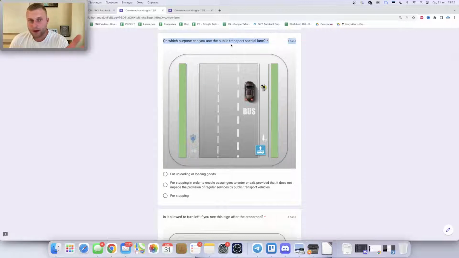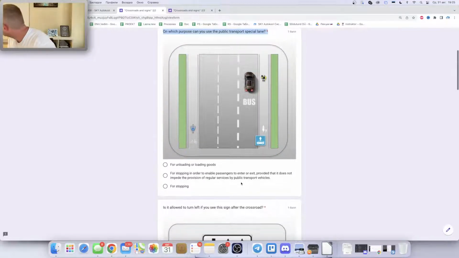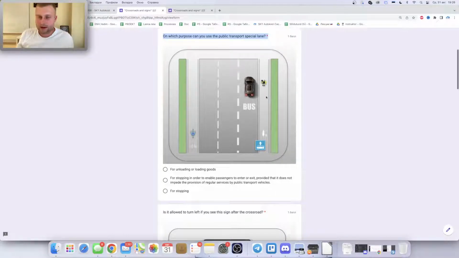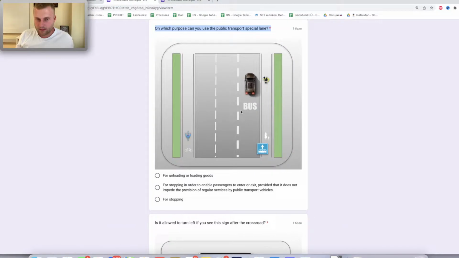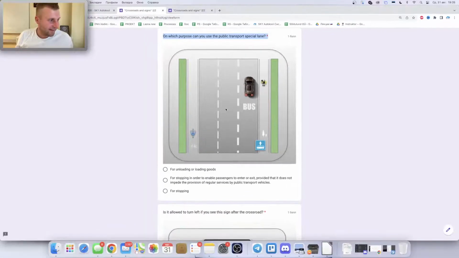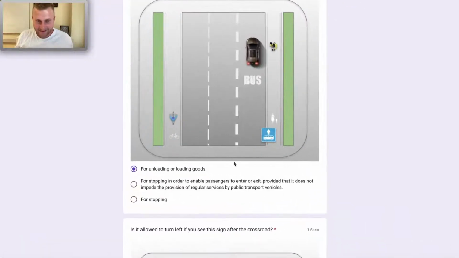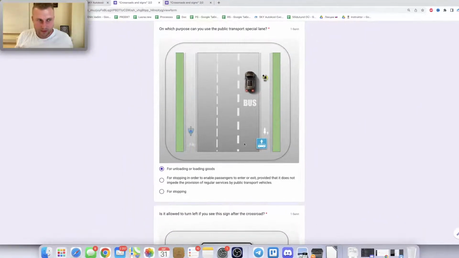So, for what purpose can you use the public transport special lane? Maybe you know the answers already. No, I can't even read the options. What was the question again? Which purpose? Actually, I thought you had this for the homework. That's why I'm asking. Maybe you already read it before. But okay, we can discuss it now. No worries. This one I saw actually. Sorry, but I did it. I don't know. Do you see now?